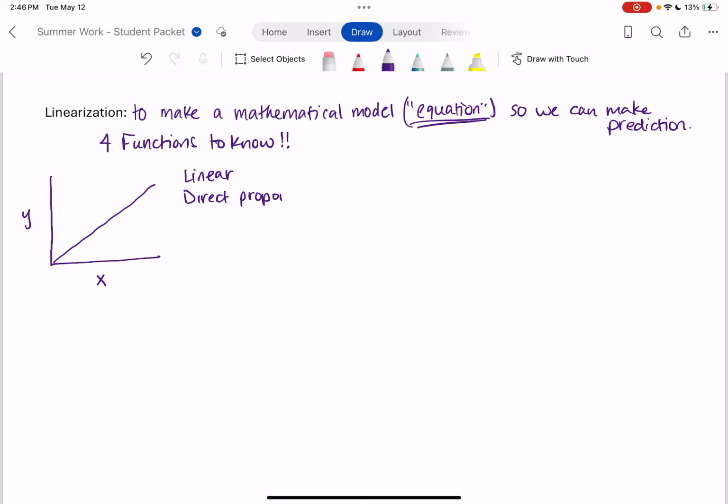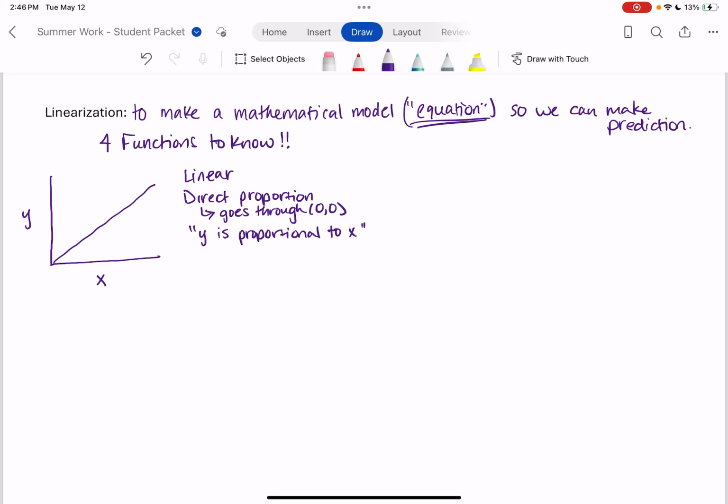It's not just a direct relationship, because direct relation means as one increases, the other increases. This one is a direct proportion because it is linear, and it's only direct if it goes through 0, 0. So this would be like the parent function, y equals x. The way we would talk about this, we would say y is proportional to x.